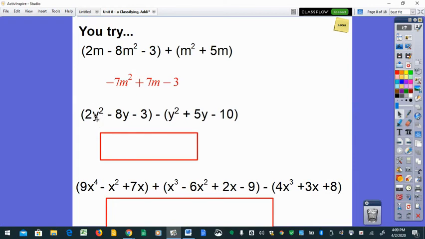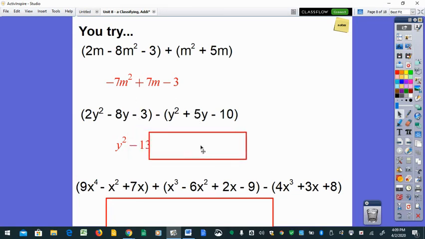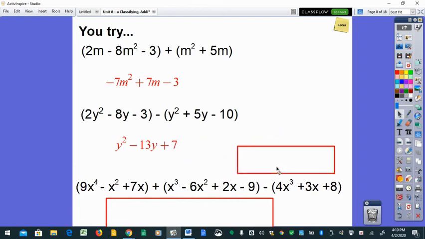I'm going to take 2x squared and take away an x squared, leaving just the x squared to start. Negative 8y minus 5y. Negative 8 minus 5 is going to give me a negative 13y. And this one's going to get a little tricky. I got a negative 3 minus a negative 10. And when you have a minus a negative, that becomes plus 10. So negative 3 plus 10 is going to give me a positive 7.